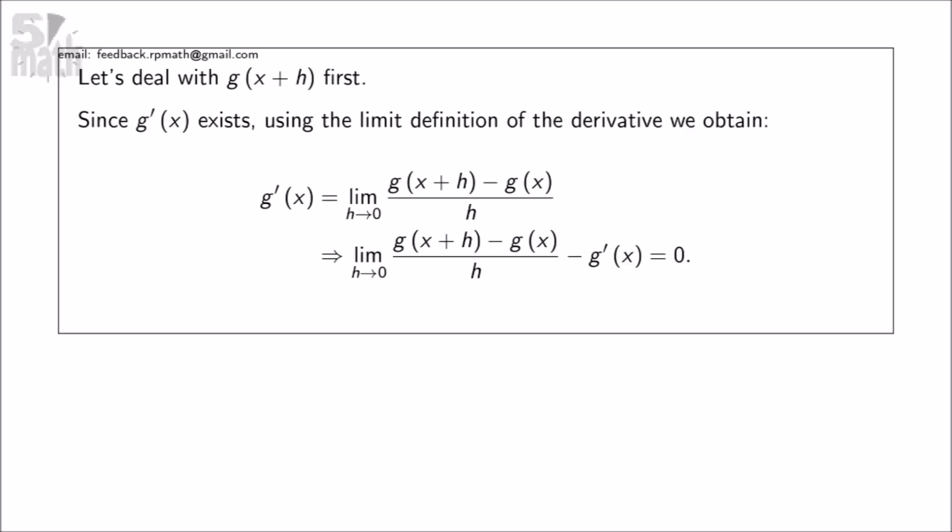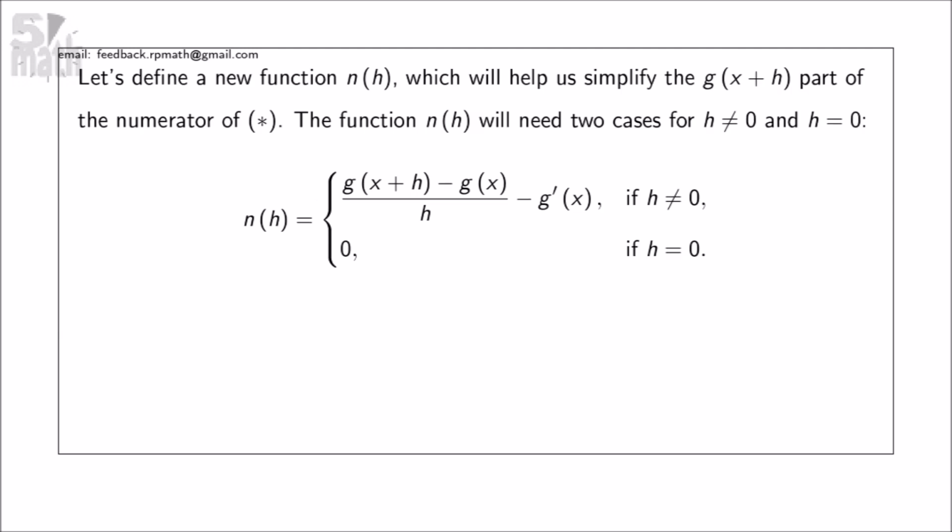Let's deal with g of x plus h first. Since g prime of x exists, using the limit definition of the derivative, we obtain this. Let's define a new function n of h, which will help us simplify the g of x plus h part of the numerator of star.